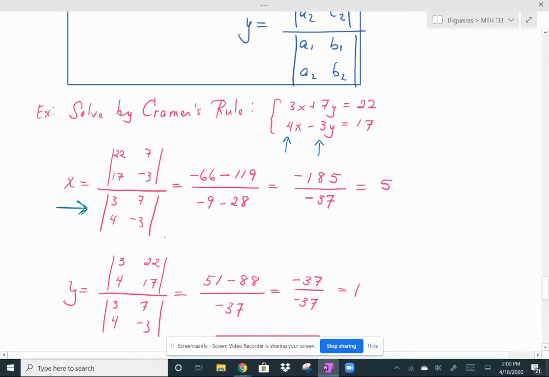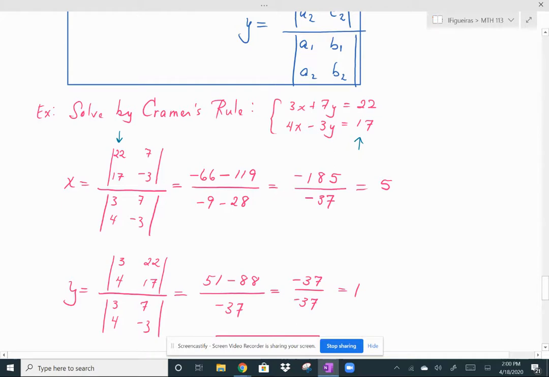So when I evaluate that matrix, or find the determinant, that's negative 9 minus 28, which gives me a value of negative 37. Now I have to do the same thing and evaluate the determinant of the numerator, but the column that gets switched out is the first one, and that gets switched with the constants.